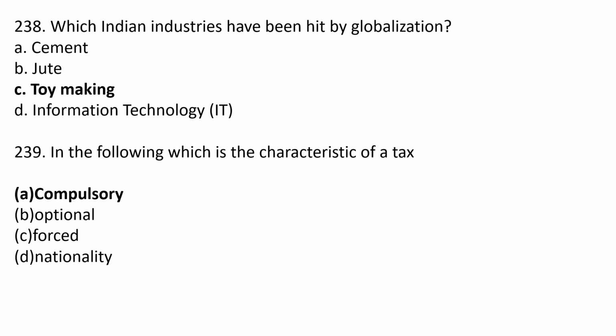In the following, which is the characteristics of a tax? Option A compulsory, option B optional, option C force, option D nationality. The correct answer is option A compulsory.